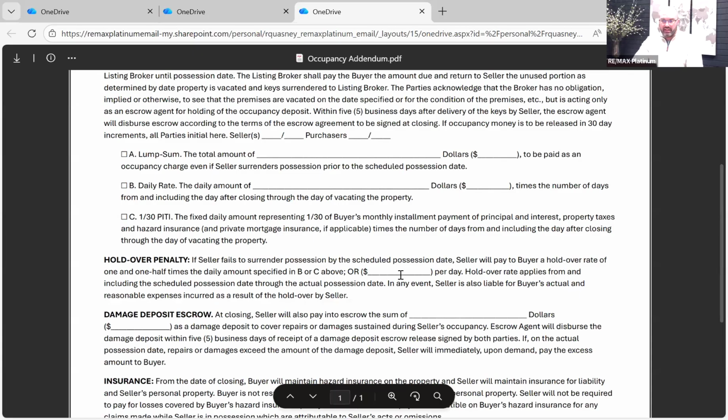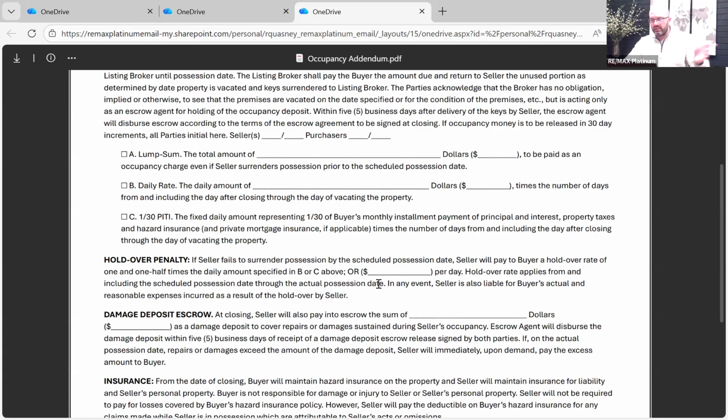Because if it's a nice $500,000 house, you may want more than $400 a day. I don't know. But whether it's 1.5 times or whatever you fill in, that amount is only a penalty, separate from the actual additional expenses, but we will get to that. Holdover rate applies from and including the scheduled possession date through the actual possession date.